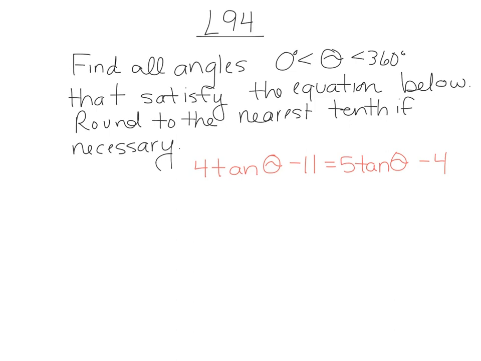So in this lesson, we're going to basically be doing the same thing as the last lesson, but we're going to add some additional algebra before because we're going to have trig functions in linear equations. So the questions will say, find all angles 0 to 360 that satisfy the equation below, round to the nearest tenth if necessary. So my first equation is 4 tangent theta minus 11 equals 5 tangent theta minus 4.